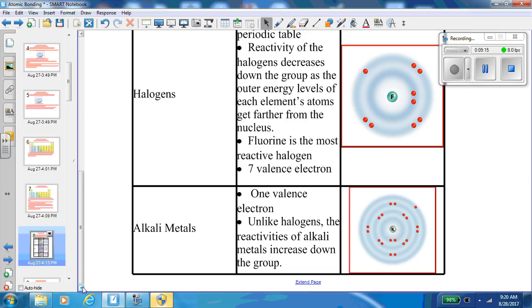All right, let's look at the alkali metals. Alkali metals are also very reactive. Unlike halogens, however, the reactivity of alkali metals will increase down the group instead of decreasing. These are the ones that have 1 valence electron in their outermost energy level. So these two groups are pretty reactive groups, halogens and alkali metals. Halogens, of course, are nonmetals, and alkali metals are metals, but they're both very reactive families from the periodic table.